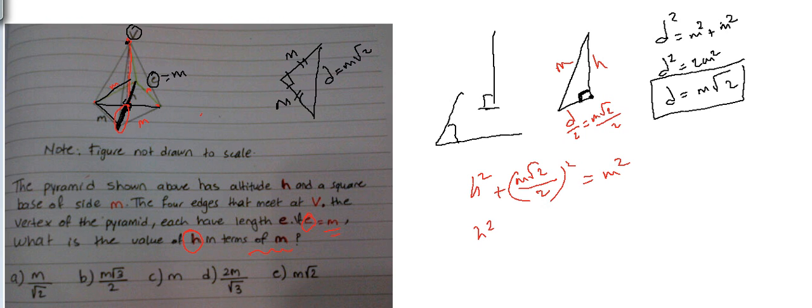Okay, so H squared equals M squared minus this value, moved to the other side, which is M squared divided by 2, so it's M squared divided by 2.